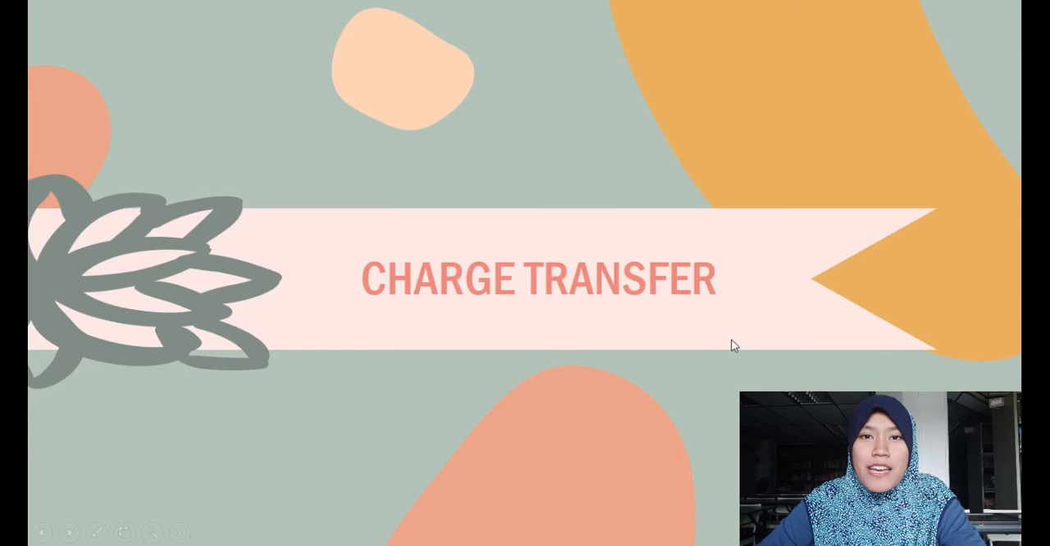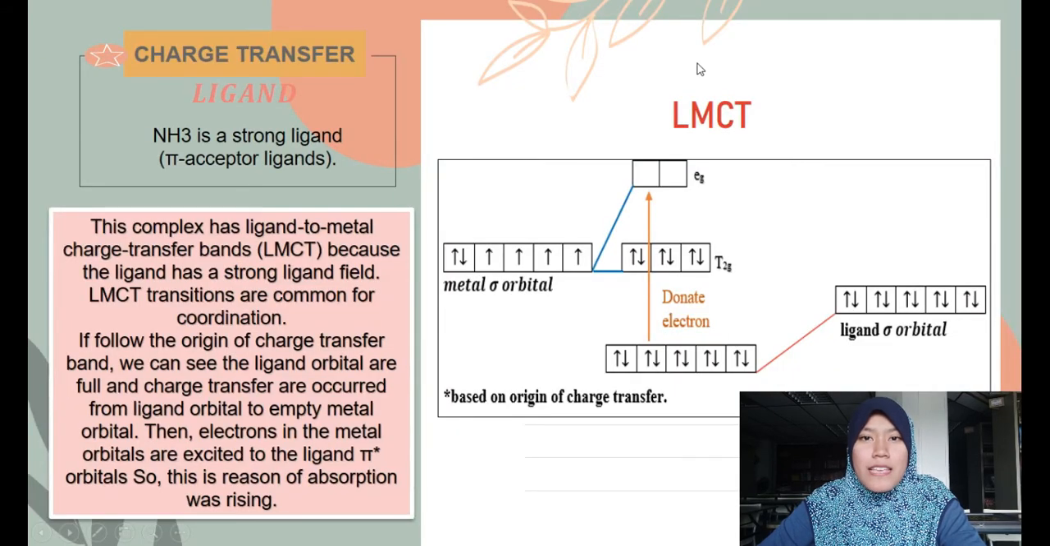So we're going to proceed with the last one, which is charge transfer. In this complex, we identify that it is LMCT, ligand to metal charge transfer. This is because ammonia is a strong field ligand when it bonds to the center metal ion, which is cobalt. LMCT transitions are common for coordination complexes.